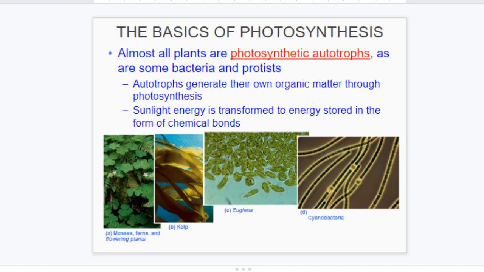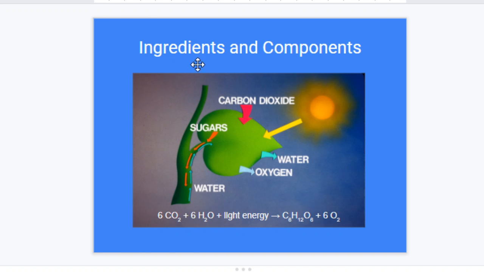And sunlight energy is transformed to energy stored in the form of chemical bonds. Remember we talked about how energy transfers. Now we're going to take light energy and see how it turns into chemical energy, and plants store that, okay? Ingredients and components. What do you need? You need carbon dioxide and you need light. And you're going to need, as you see, some water too. And you're going to make some sugars. And then out comes oxygen and water, okay?